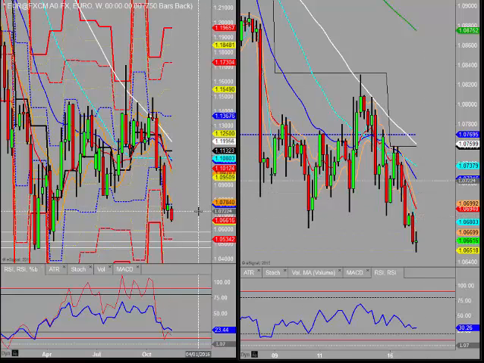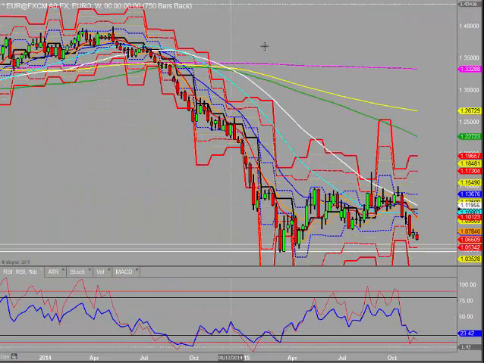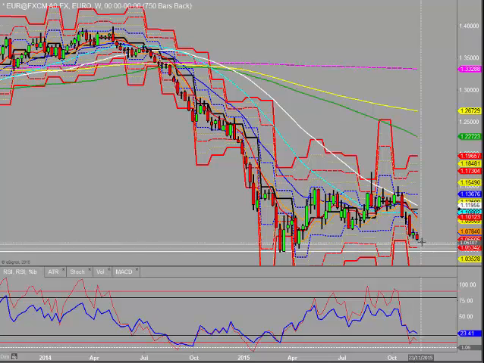Okay, looking at the euro dollar first, and let's just run through where we are. I've got this on a weekly view at the moment because I just wanted to show, let me just broaden this a little bit, the prior lows there, if we do continue breaking down on this sort of level.